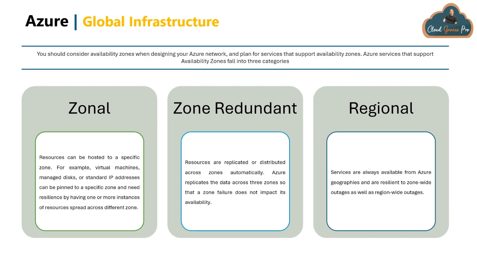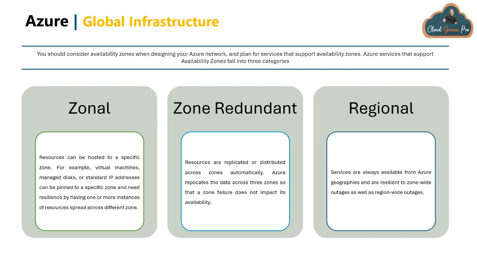But what happens if one entire region or geography faces an outage? It could be any natural disaster like an earthquake, volcano, or maybe a tsunami. So what will happen in this case? The third category is the regional service, where services are distributed and always available from multiple geographies. Regional services are resilient to availability zone outages as well as region-wide outages. Needless to say, as you move from left to right, your cost of deployment will also increase.